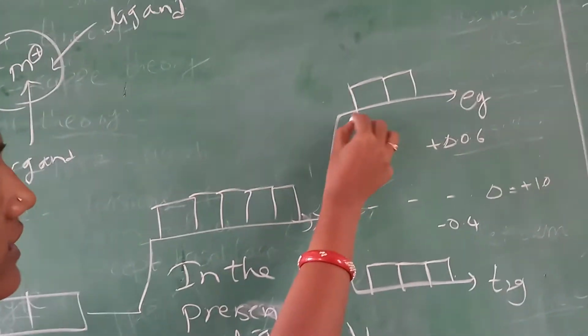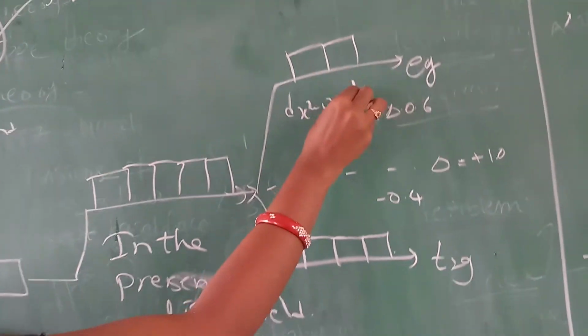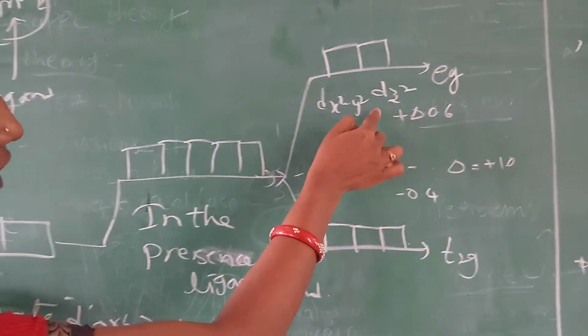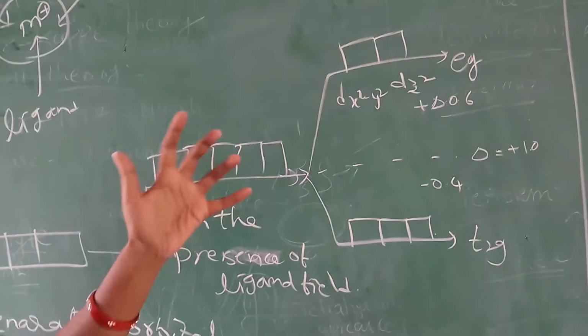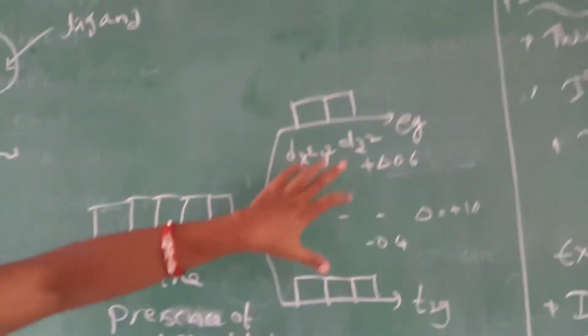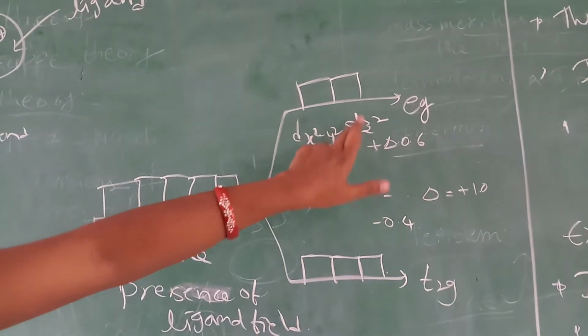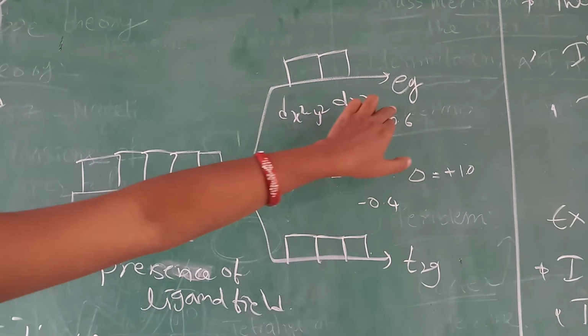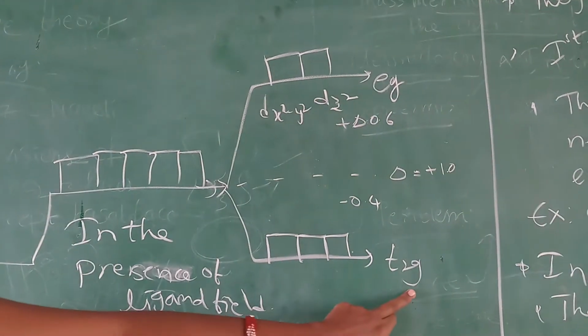What are those orbitals? They are dx²-y² and dz². These two orbitals are present along the axis, that's why they face high repulsions, so they go to the higher energy level. This high energy level is known as Eg, and the low energy level is known as T2g.